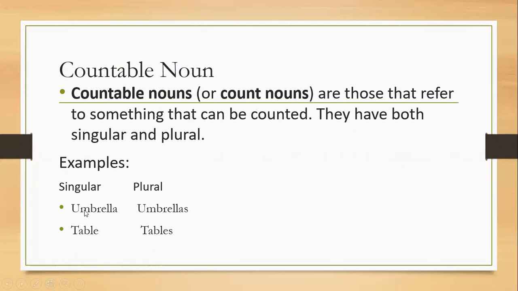Singular form umbrella, umbrellas, plural form. Singular form table, plural form tables. Before countable nouns, we can use number 1, 2, 3. Before countable nouns, we can use articles a or an. Example: one umbrella, two umbrellas, one table, two tables. Now we can put article: an umbrella, or table.